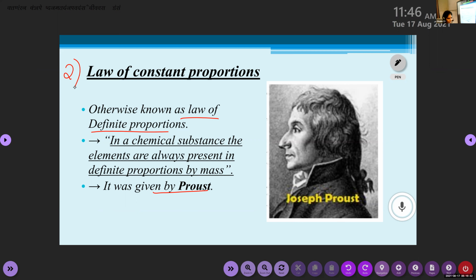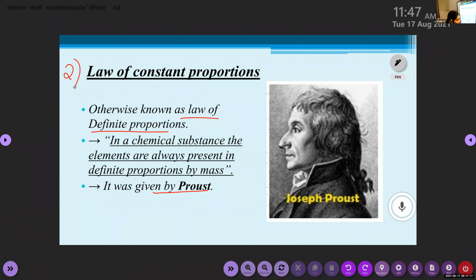Lakshmi CV, can you please read the statement of this law? Yes, ma'am. Law of constant proportion, otherwise known as law of definite proportions. In a chemical substance, the elements are always present in definite proportion by mass. It was given by Joseph L. Proust. Have you completed this slide? Yes, ma'am.